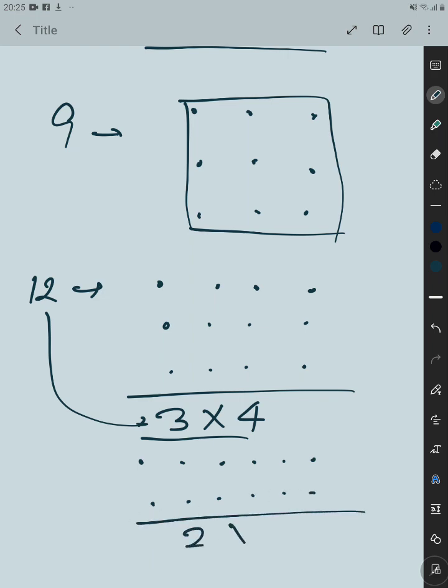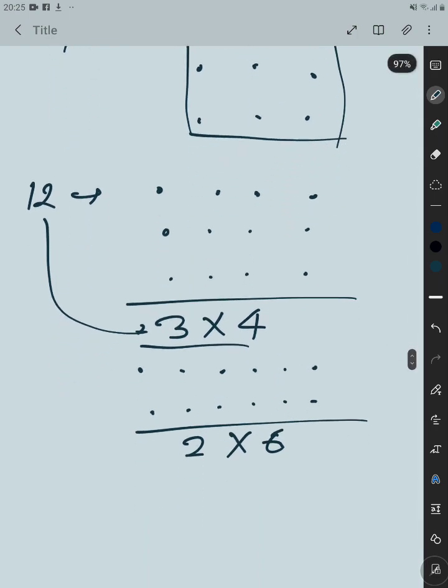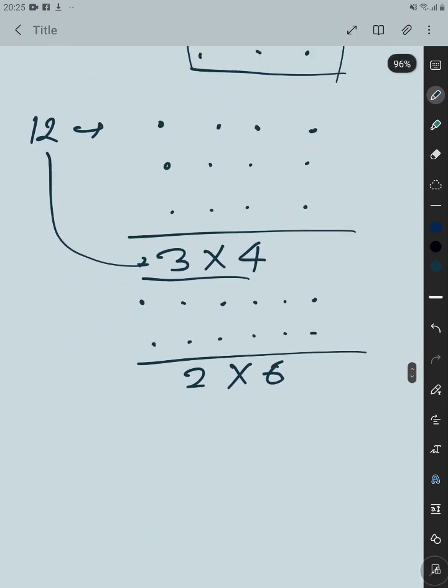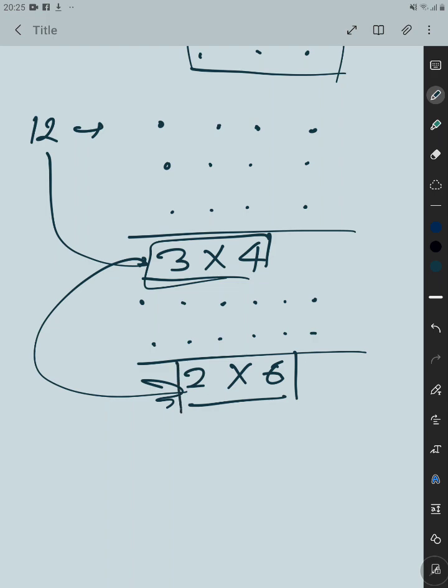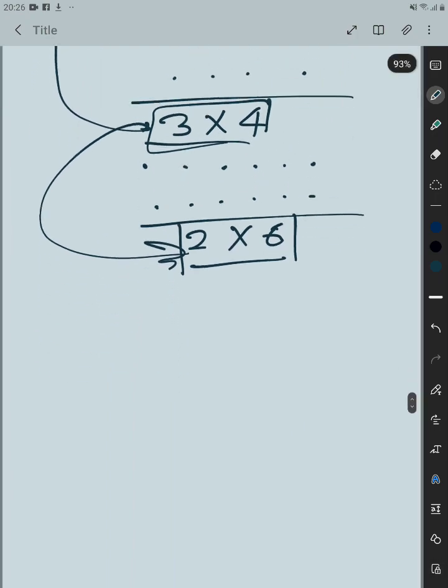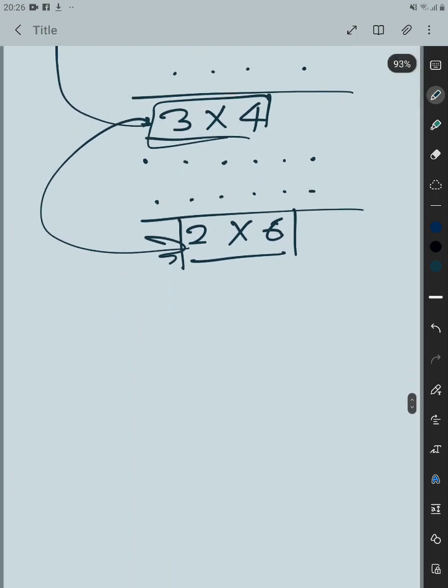We can write 2 cross 6 because there are two lines and each line having 6. So what we are trying to tell you is that 3 by 4 can be written like this also. Okay, got the point? So this can be used interchangeably. Okay, so there are a few small questions also.